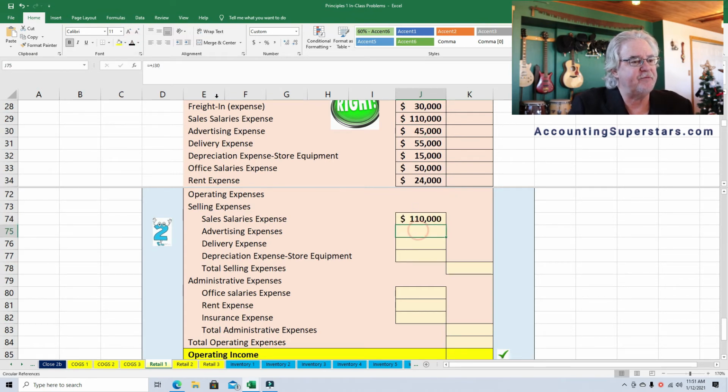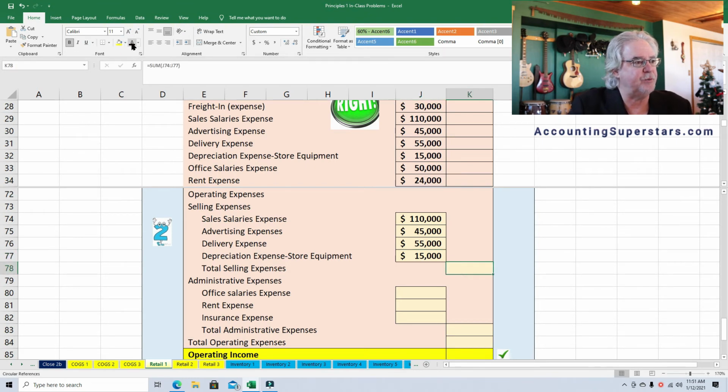Advertising expense is 45. Got it right up there, 45. Delivery expense, 55, right from there. See, it's easy. It's hard to go wrong unless you're not being careful. And then depreciation expense for store equipment. Now this is an expense, depreciation expense, and we're going to add up our total selling expenses.